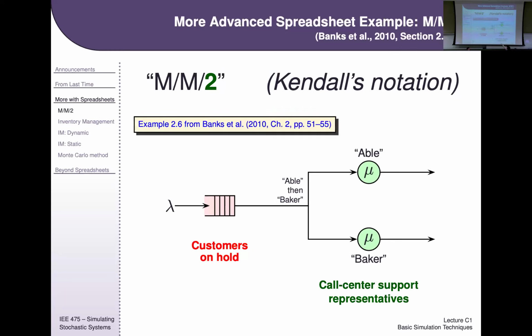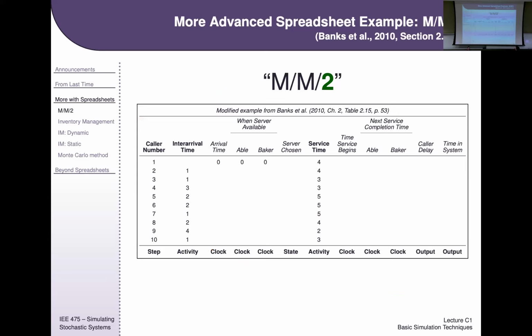In this example, which I'm borrowing from the Banks textbook, from chapter 2, I'm gonna call server A Able and server B Baker. So that's in the spreadsheet that we're going to see: Able and Baker. And what we'll see is we can do the exact same thing we do in the bonus for homework B1 to simulate this more complex system. We just have to think a little bit more about these relationships.